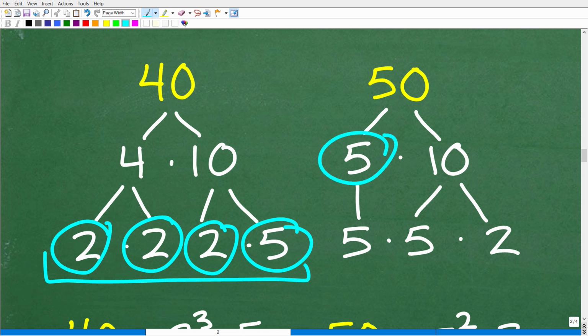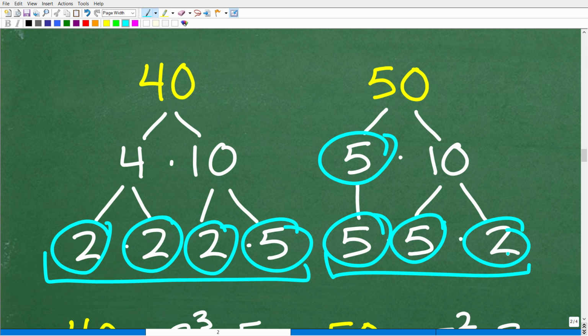5 is a prime factor, so we just drop that down. And then 10 we could break up as 5 times 2. So the prime factors of 50 is 5 times 5 times 2.